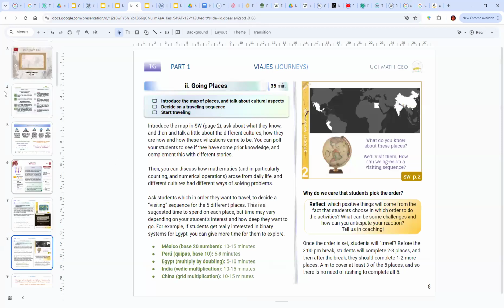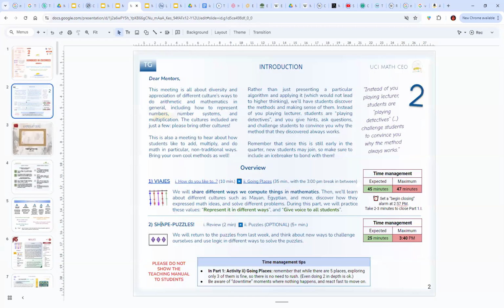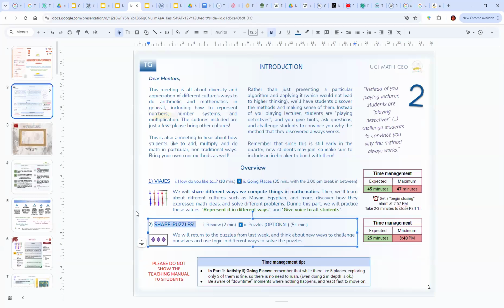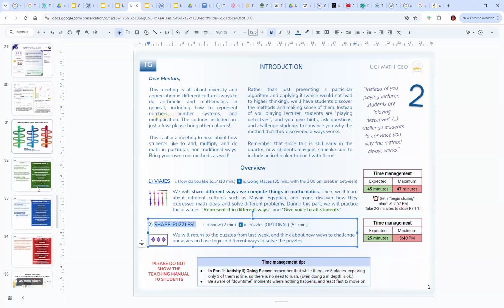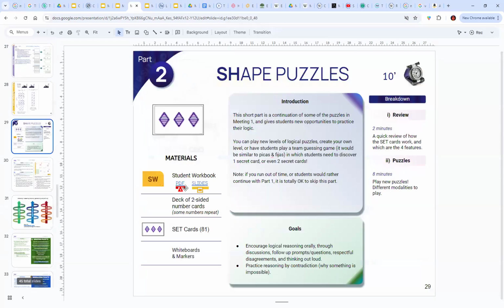And so part 2, after part 1, it's our shape puzzles. So you have a lot of familiarity from meeting 1. And what we recommend is the following. If you don't really have time to do the shape puzzles because of X or Y reason, that's totally fine. So this could be like a blanket. But otherwise, this familiarity is good for students because they'll be like, oh, we're also doing this again, so we can go deeper.